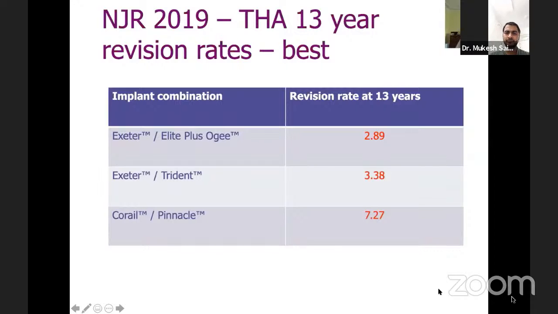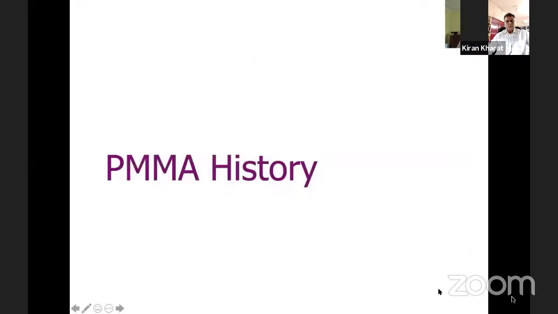The most popular hybrid is the Exeter Trident, and still very robust figures, 3.38 at 13 years for the revision rate. The most popular uncemented coupling is the Corail Pinnacle, and even when you have removed the metal on metal influence, you can still see that the revision rate is at least double that of the cemented and the hybrid at 13 years. So the evidence is very strong. The argument would be, why wouldn't you use a cemented fixation, and in particular on the stem side?